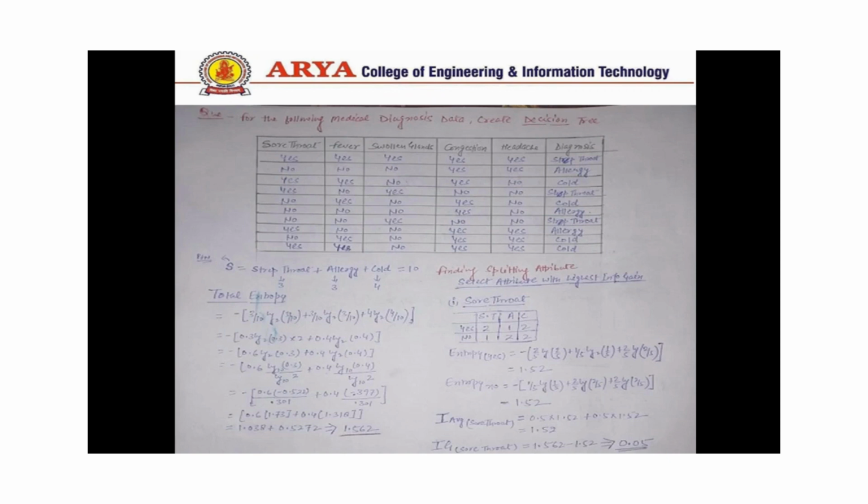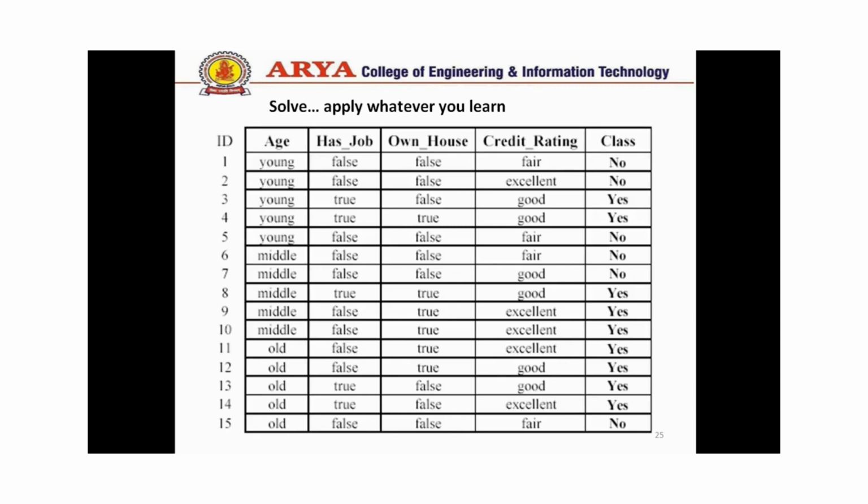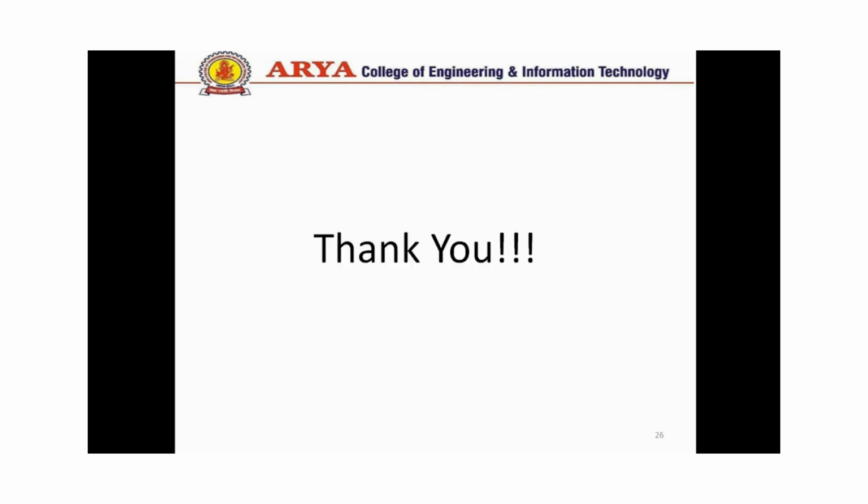Here I am taking one more example. The database is given for medical diagnosis. The whole process is applied as we have already discussed in the previous numerical problem. You can apply it, and the final decision tree is what I am showing here.